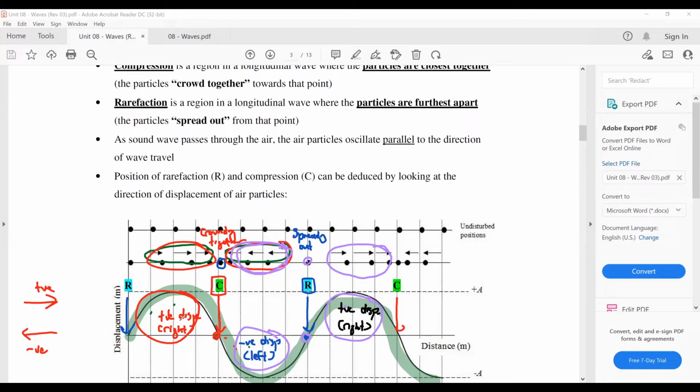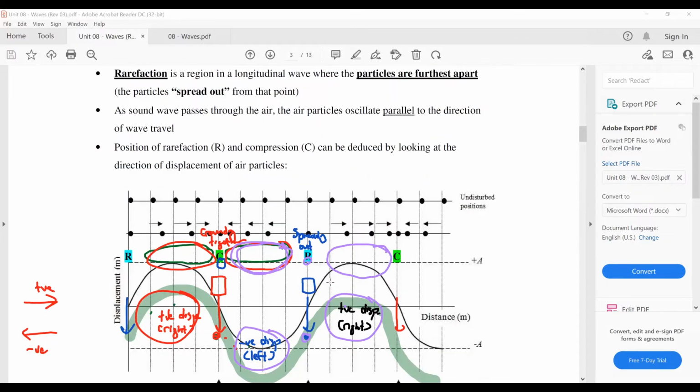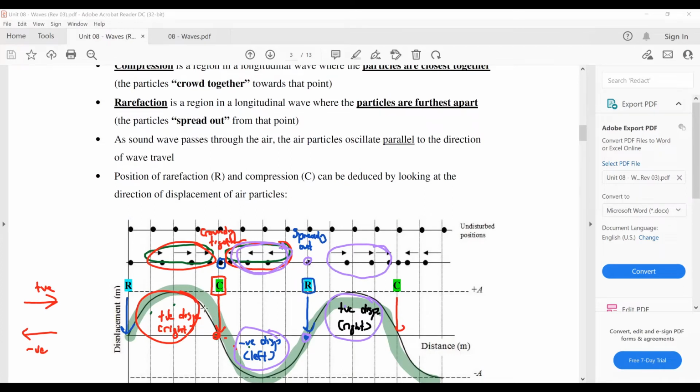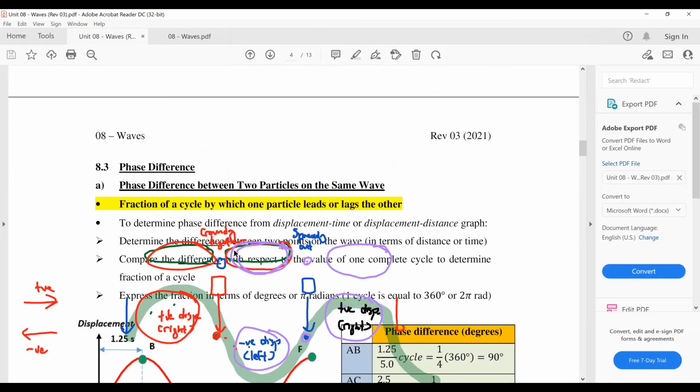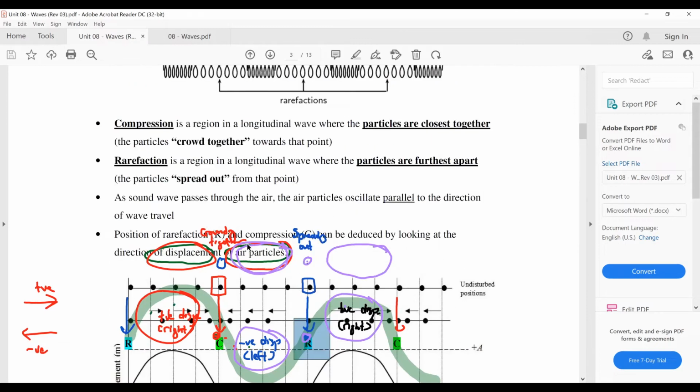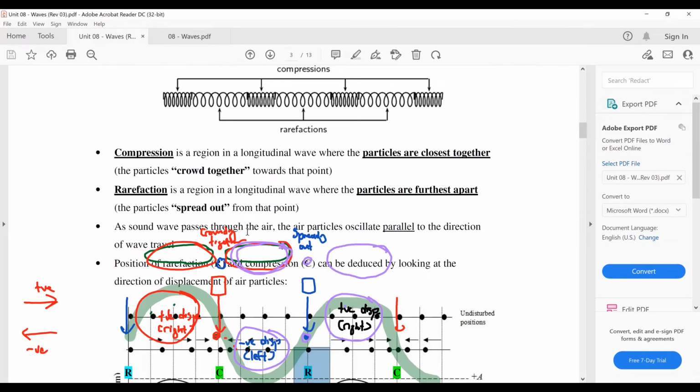Okay, so that is how you would deduce whether you're going to have compression or refraction from a displacement-distance graph. You have to look at the displacement direction, whether it's positive or negative, whether it's going towards the right or left, and then from there, deduce whether they are crowding together or spreading out. If they're crowding together, they are compression. If they're spreading out, they are refraction. Okay, so that one should be for this. So the concept part, I think this will cover enough to do some questions.